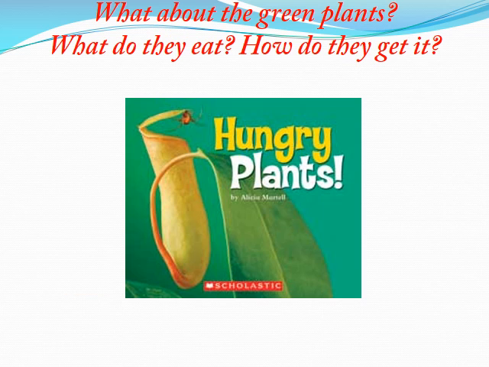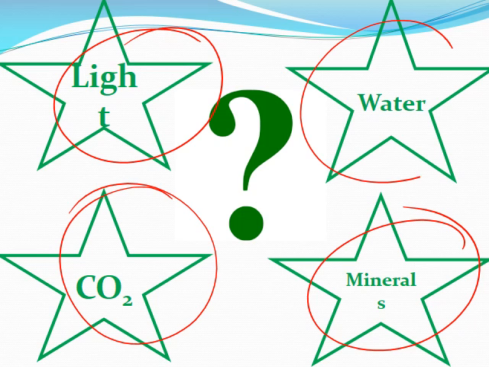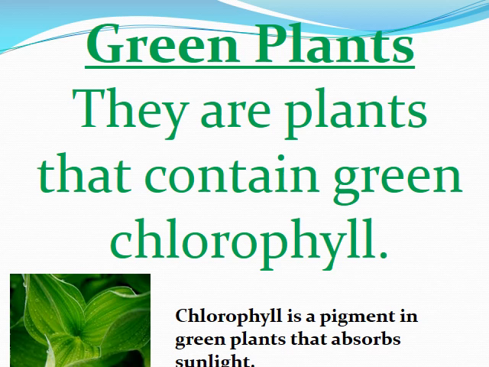So, what about the green plants? What do they eat? How do they get their food? Mainly, these four components are responsible for the green plants. Keep in mind that we have light, CO2, minerals, and water. These four components are needed for the green plants to grow well and to develop normally. Keep them in mind in the coming slides.